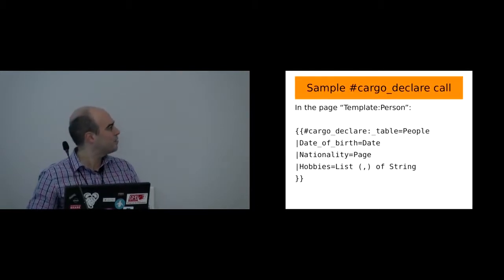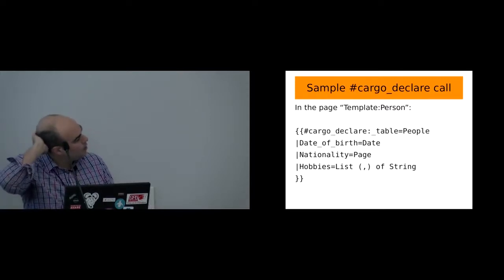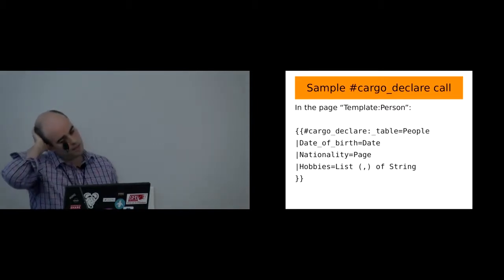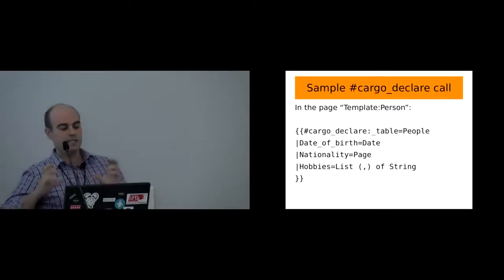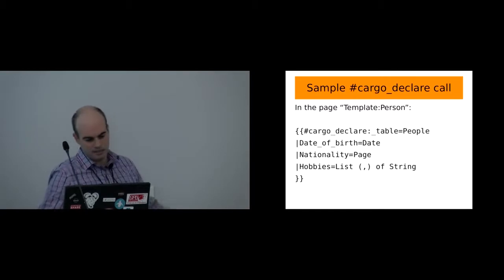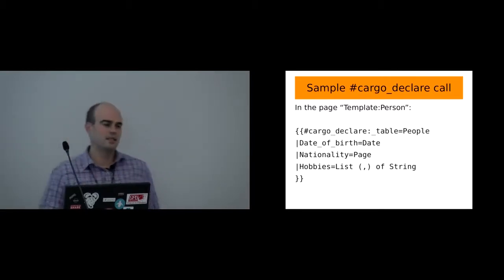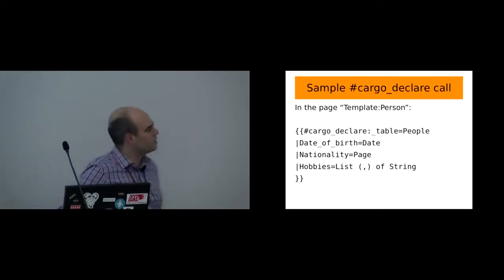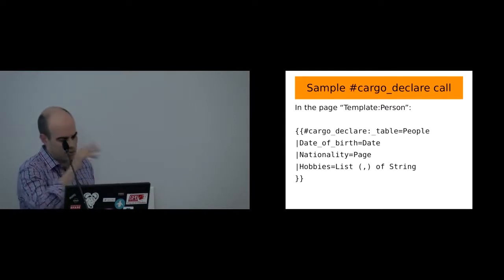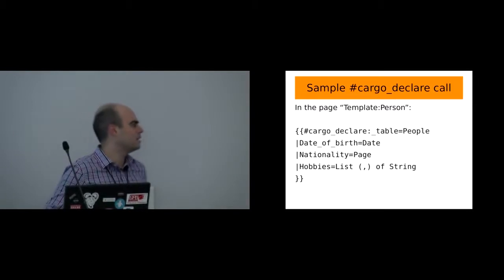So here's an example, a very simple cargo declare call. So you want to have pages about people. In a template called person, you would say the name of this database table is people, and then here are the three fields that I'm using, and their types, and the last one is a list, which is something that cargo has that SMW doesn't. There you just need to use array map to split up a list.